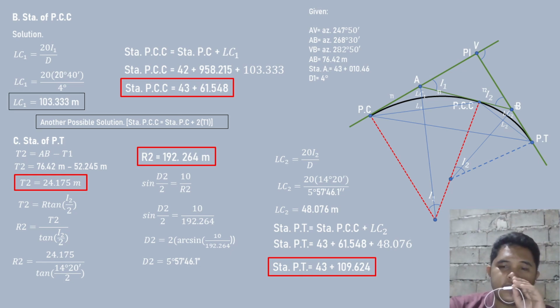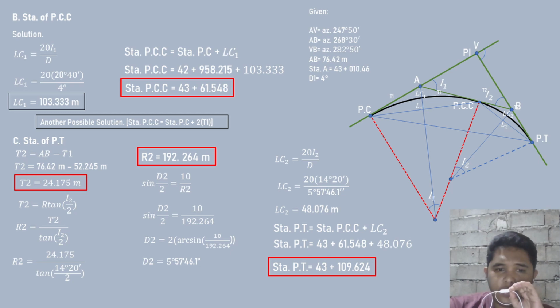We can now get the stationing of PCC from PC. So stationing of PCC is equal to stationing of PC plus LC1, that is equal to 42 plus 958.215 plus 103.333. Therefore, the stationing of PCC is equal to 43 plus 61.548.